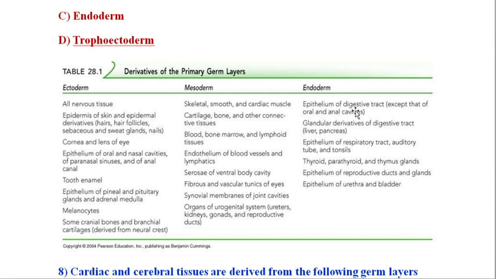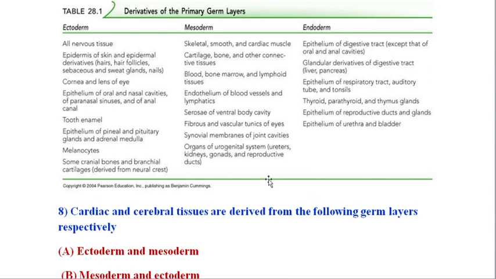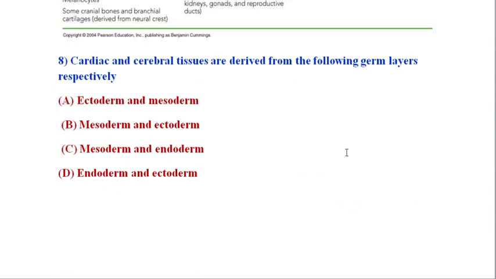From endoderm, epithelium of digestive tract, glandular derivatives of digestive tract like your liver, pancreas, and epithelium of respiratory tract, tonsil, eustachian tube, thyroid, parathyroid, thymus gland, and epithelium of urethra, bladder, and epithelium of reproductive ducts and glands are produced from the endoderm. Okay, so please understand, each has its own significance, so please remember this particular thing.